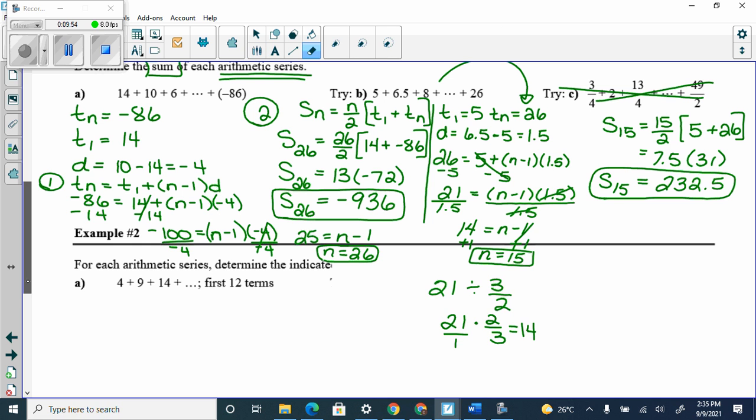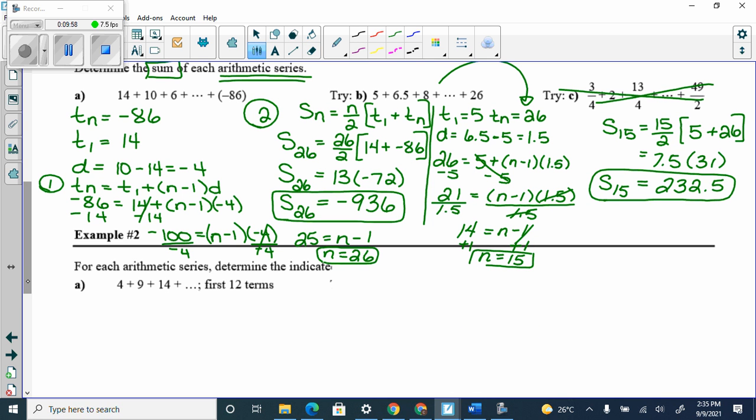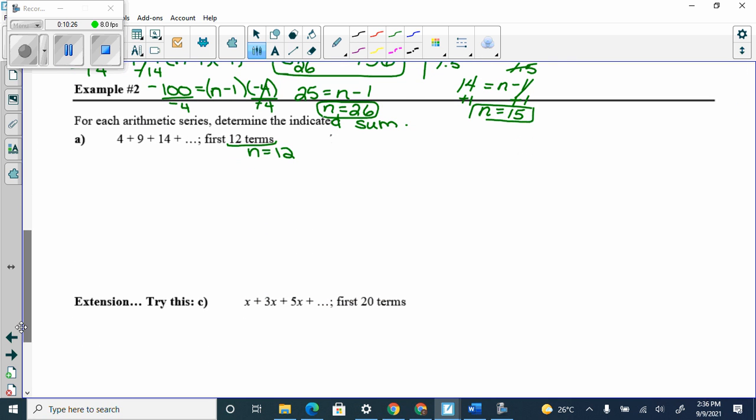Now we're going to look at example 2. For each arithmetic series, determine the indicated sum, it should say. I don't know where that got cut off. So we want the sum of the first 12 terms. So this tells me what? N equals 12. What else can I pull from this? Is there a Tn? There's no Tn because we didn't give it a finite amount. So T1 is 4. What else do I have? I have D, which is either 14 minus 9 or 9 minus 4.